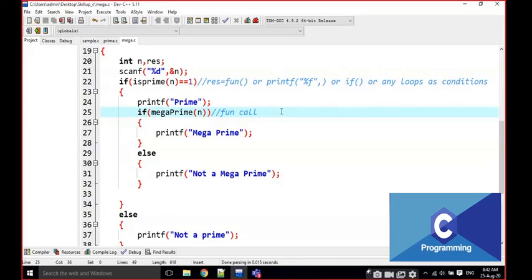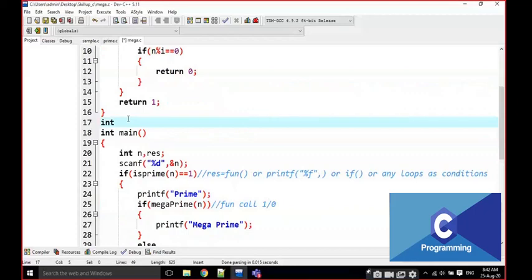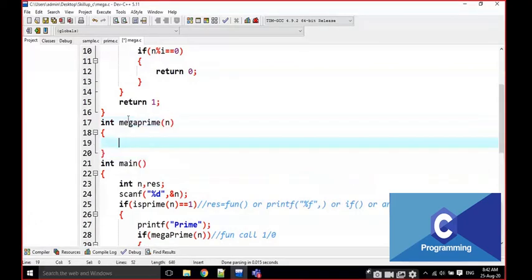Here also I am passing the function call and the return is 1 or 0. Only two cases, right? If or else. That's why here I am going to pass 1, it is a mega prime. Else, that means I am going to pass 0, that is not a mega prime. The return type is integer. I am assuming here 1 or 0, right? That's why I am going to check here int mega prime of n.